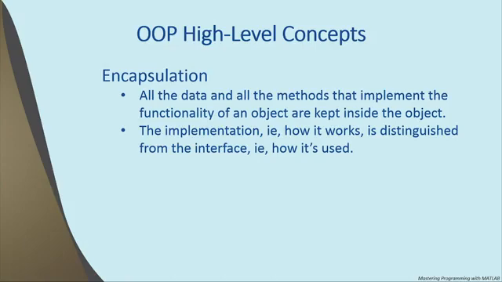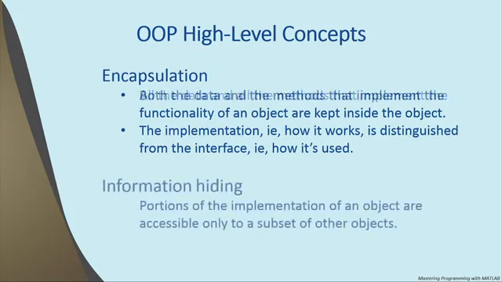The next principle is called information hiding, and it serves to define that interface. Information hiding means that some portions of the implementation of an object are accessible only to methods in a subset of other objects. If a method can't access some property or method in another object, then that property or method is hidden information.